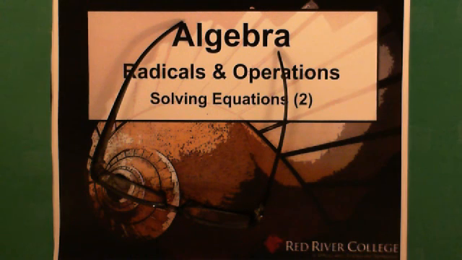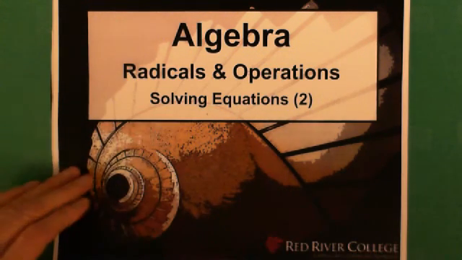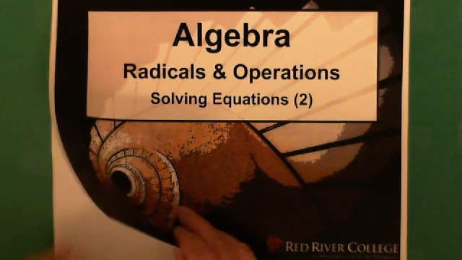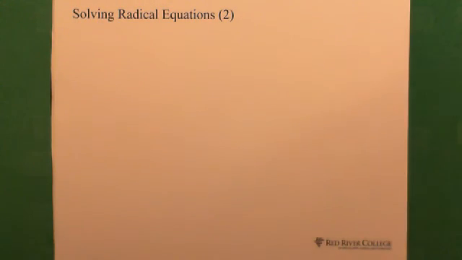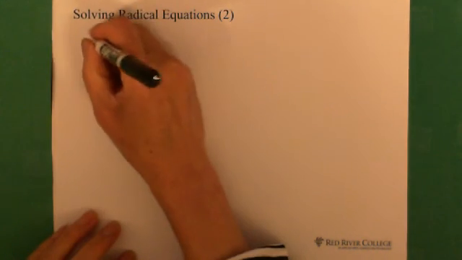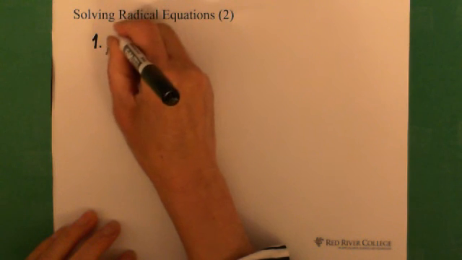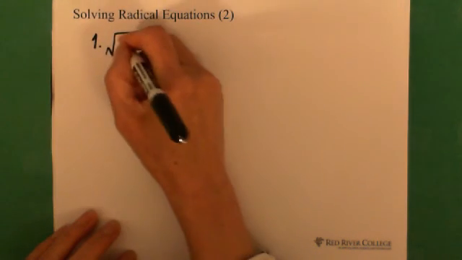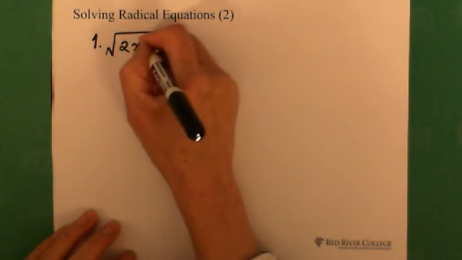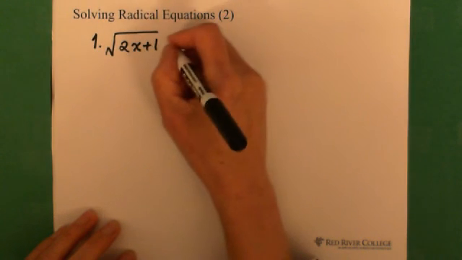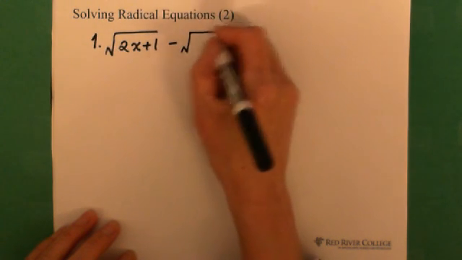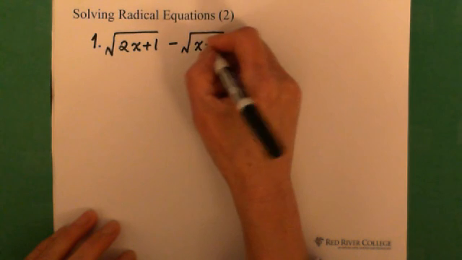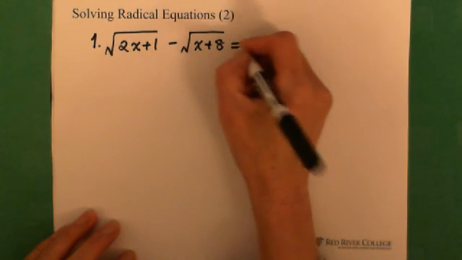Solving radical equation 2. In this video, I will introduce you to solving two radical equations. One is square root of 2x plus 1 minus square root of x plus 8 equals 0.